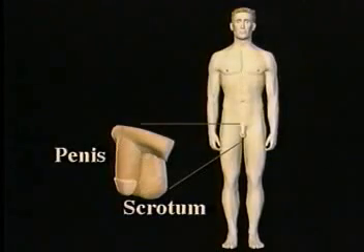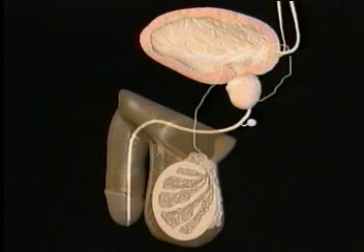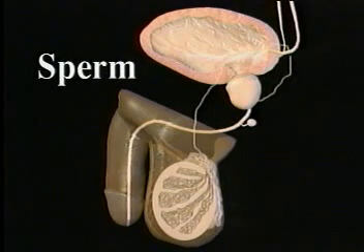The male gonads are called testes. They are suspended in a sac below the abdomen. The sac is called the scrotum and is suspended outside the body where the temperature is slightly cooler. The lower temperature is important to the production of healthy sperm, which are the male gametes or sex cells.